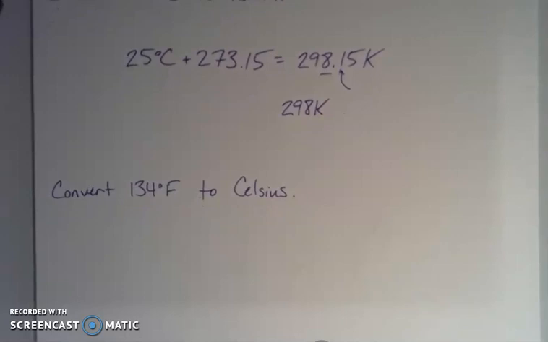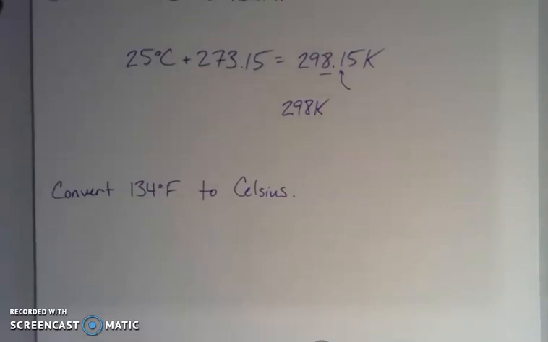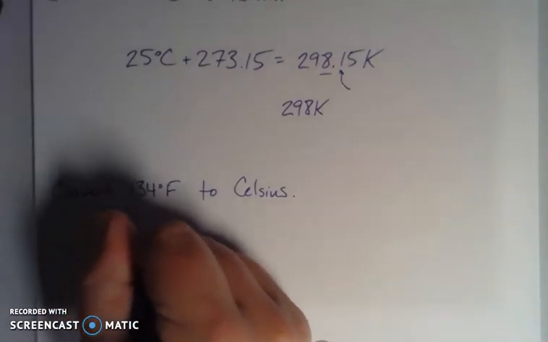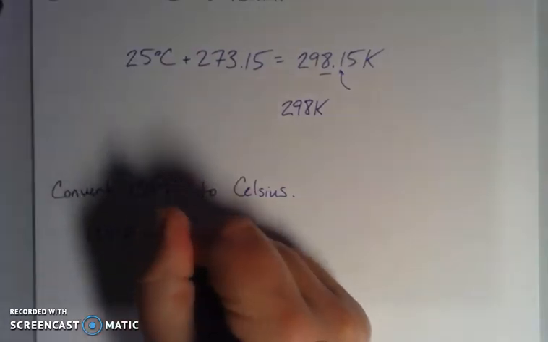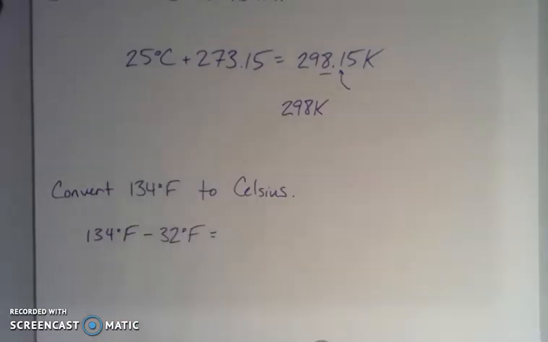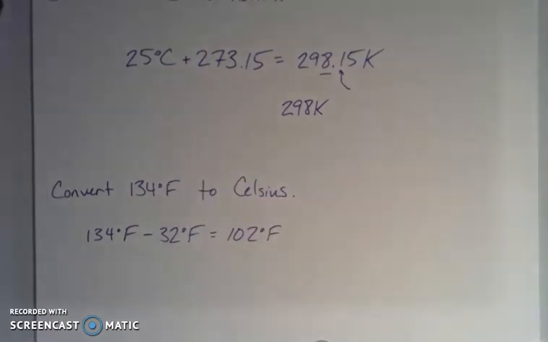Now let's talk about converting Fahrenheit to Celsius. Now this is where we have to take into account our difference in the starting point. So we have our 134 degrees Fahrenheit, but the first thing I have to do is account for that 32 degree difference. So I'm going to subtract those 32 degrees, and that's going to give me 102 degrees Fahrenheit.